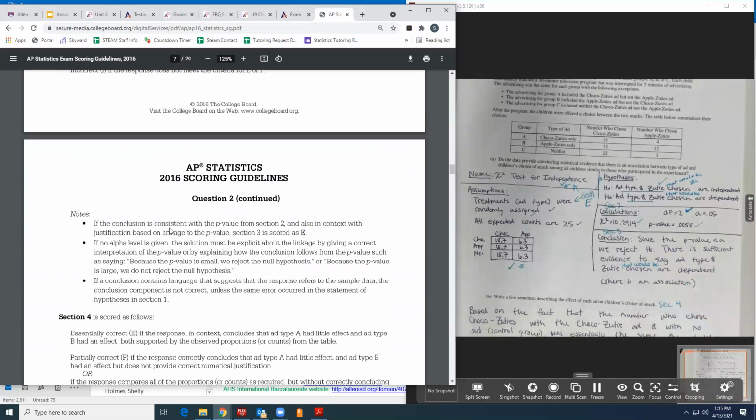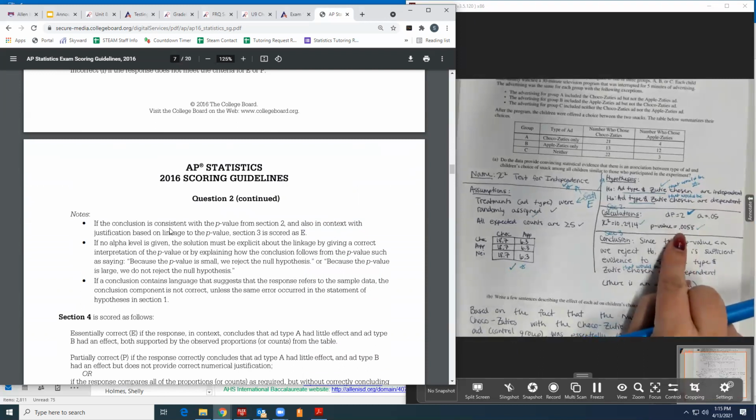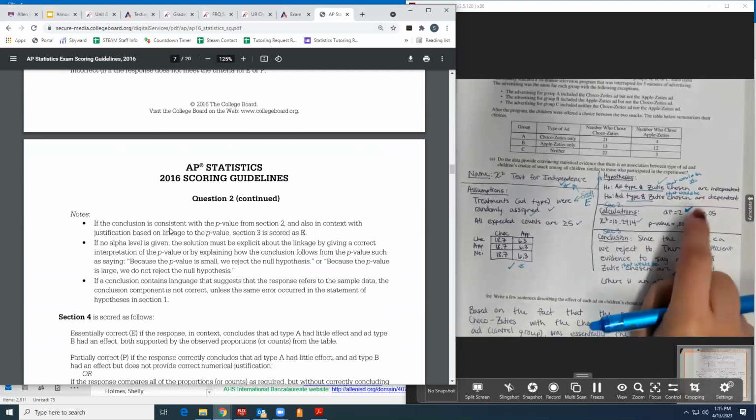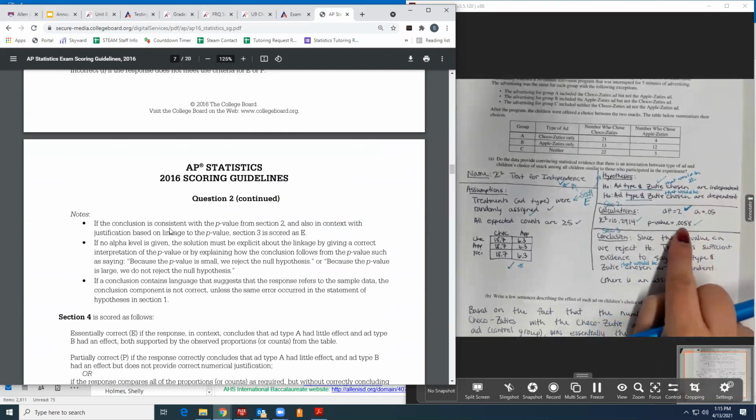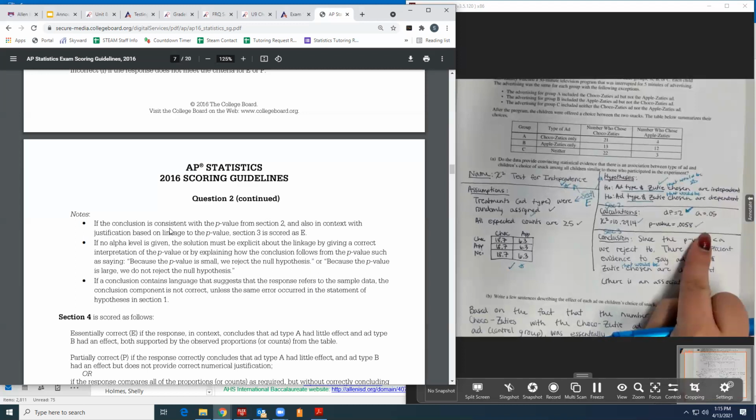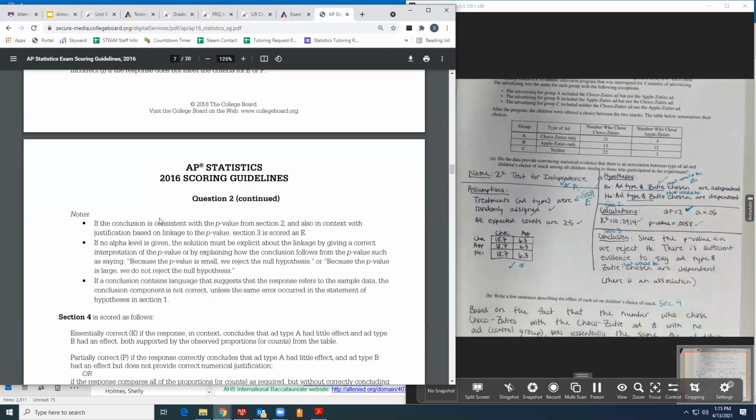Note your conclusion has to be consistent with your p-value from section 2. So if you got the wrong p-value here, your conclusion is always based on what you got up above. So if you, for some reason, cannot find a p-value in a hypothesis test, make one up. And then write a conclusion consistent with that. Just make sure it makes sense. Pick 0.025 or 0.075, something that's a legitimate p-value, and then write a conclusion based on that. You'll get full credit for your conclusion, even if you lost credit for the calculations.